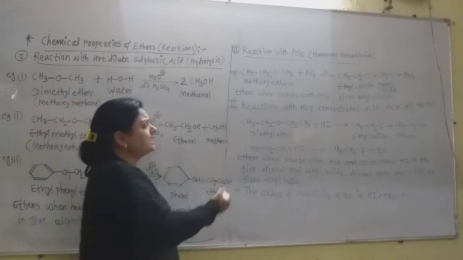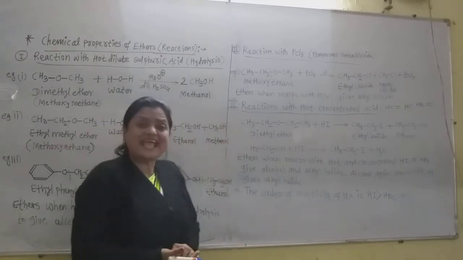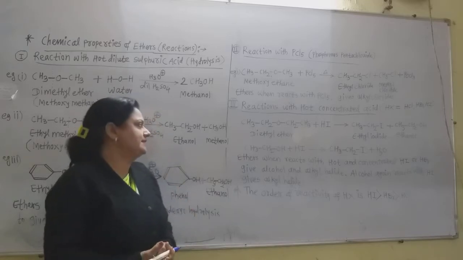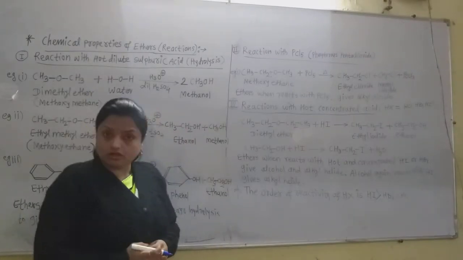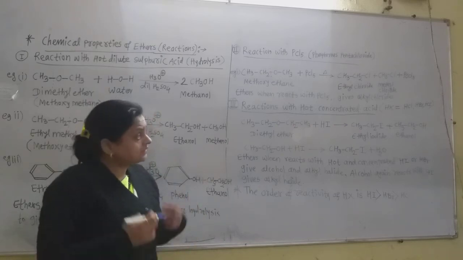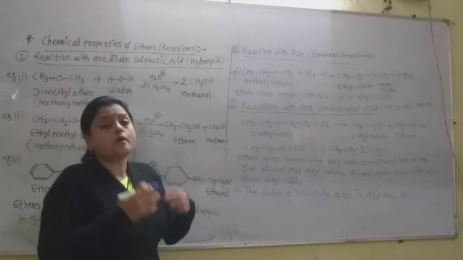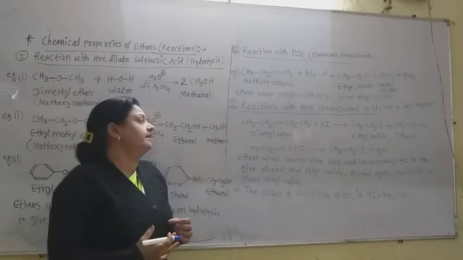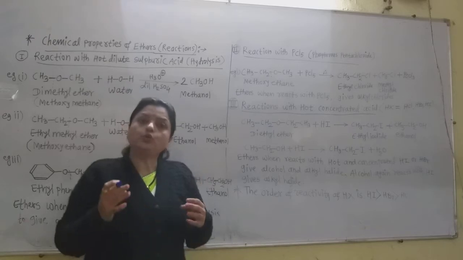Now the reaction with hot and concentrated hydrogen acid, HX. It may be HCl, HBr or HI. For example, take this symmetrical ether, diethyl ether, which is ethoxyethane in IUPAC name. When this diethyl ether reacts with hydroiodic acid, it forms one molecule of ethyl iodide and one molecule of ethyl alcohol.